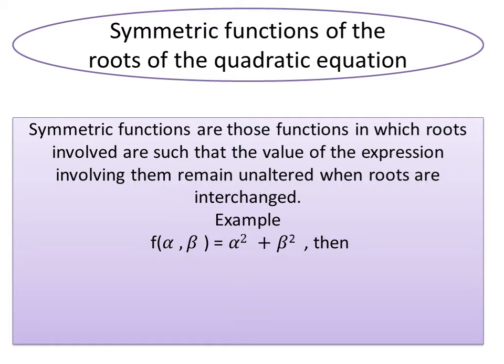If in this function we write beta in place of alpha and alpha in place of beta, we can also say that if alpha and beta are interchanged, then we can write f of beta alpha equal to beta square plus alpha square, and it can also be written as alpha square plus beta square, and this is the value of f of alpha beta.